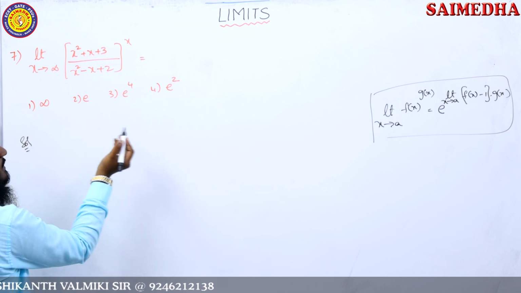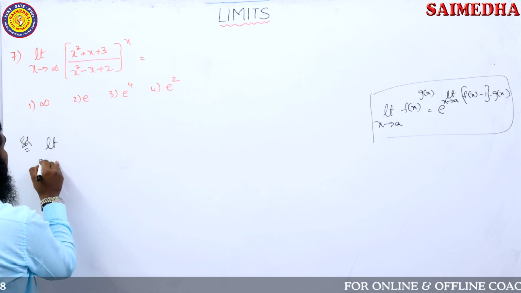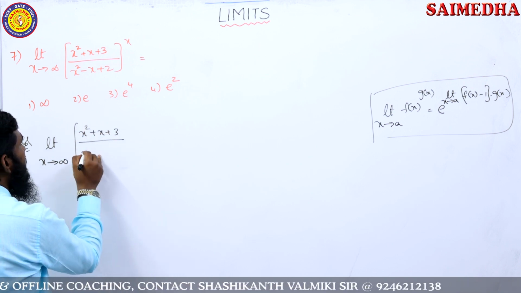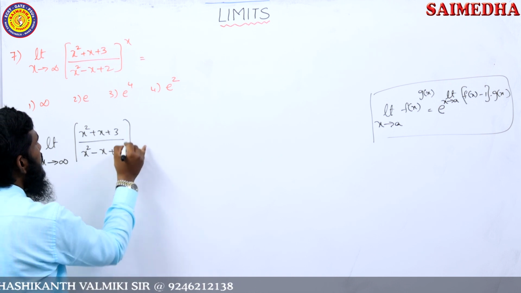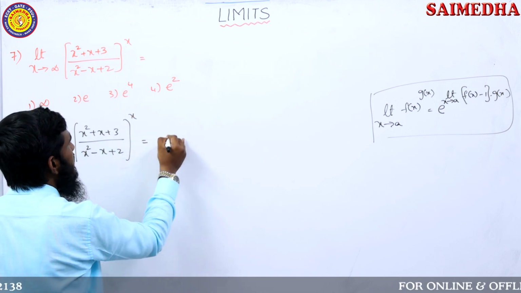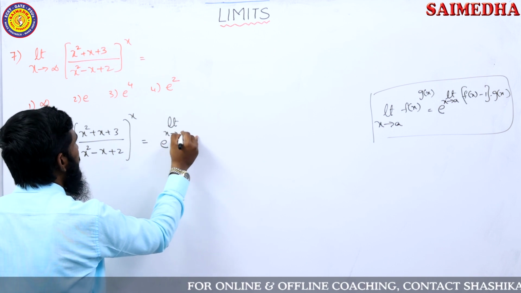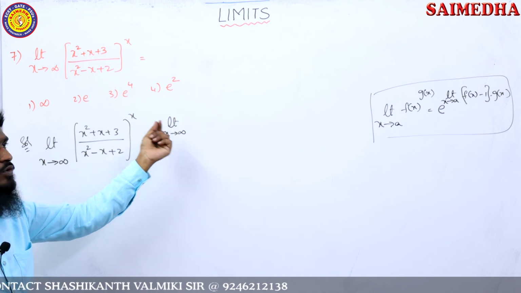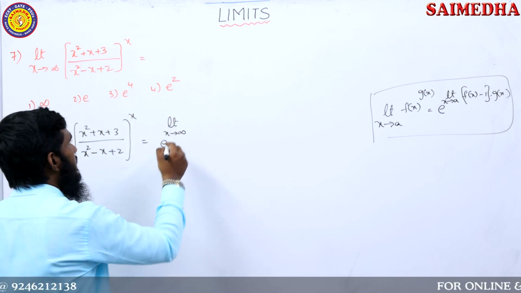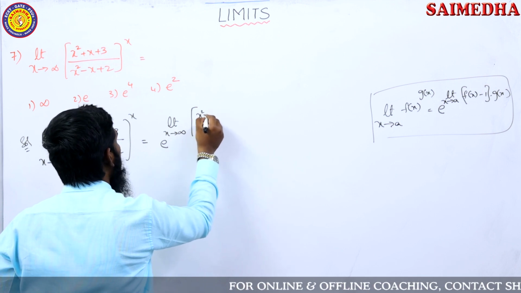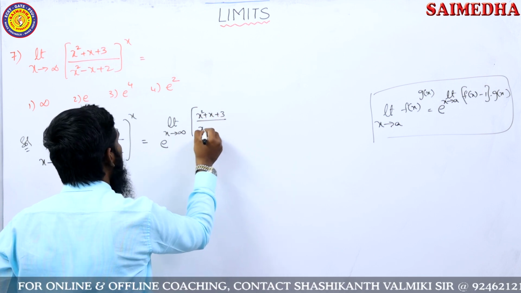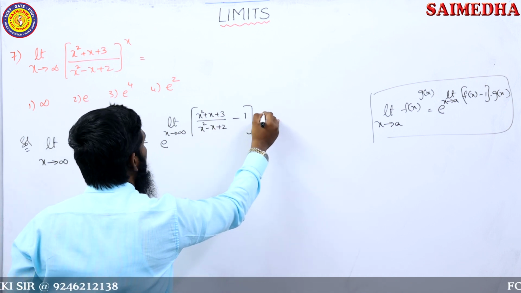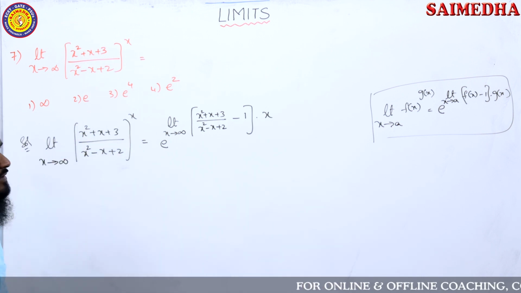So let us write it as, limit x tends to infinity, then (x square plus x plus 3 divided by x square minus x plus 2) whole power x, which is equal to e power limit x tends to infinity. We have to write the same x tends to part over here. Limit x tends to infinity, then f of x minus 1. What is f of x? x square plus x plus 3 divided by x square minus x plus 2. This is f of x minus 1 into g of x, means only x part is there. Okay, so we have done this part.